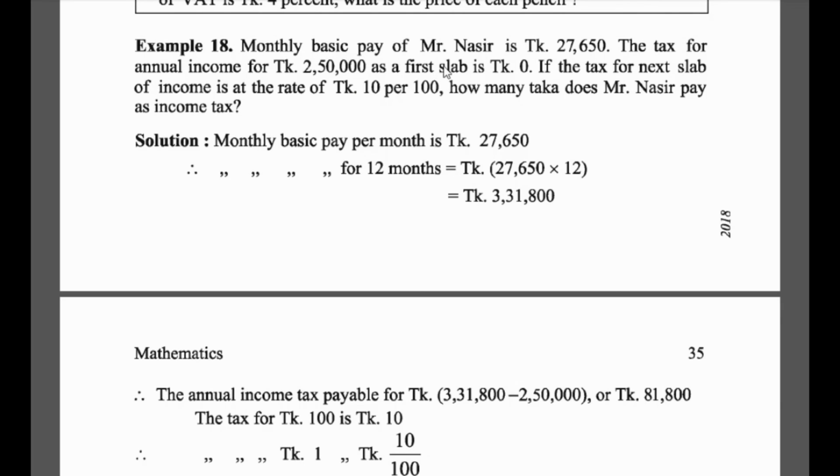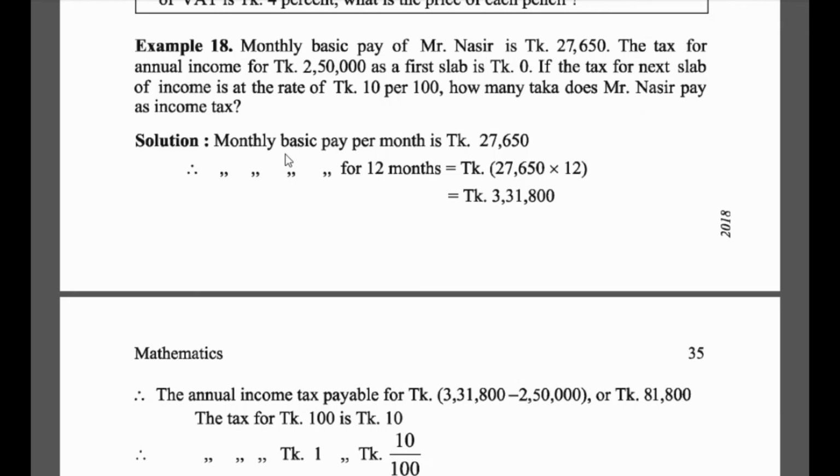The monthly basic pay of Mr. Nasir is Taka 27,650. The tax for annual income of Taka 2,50,000 as a first slab is Taka 0. If the tax for the next slab of income is at the rate of Taka 10 per 100, that means I have to give tax as 10 Taka per 100. The question is how many Taka does Mr. Nasir pay as income tax? Let's look at the solution.